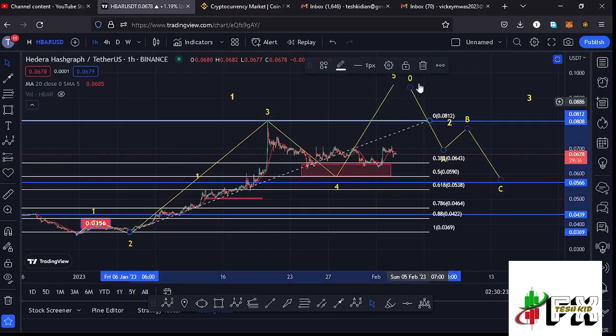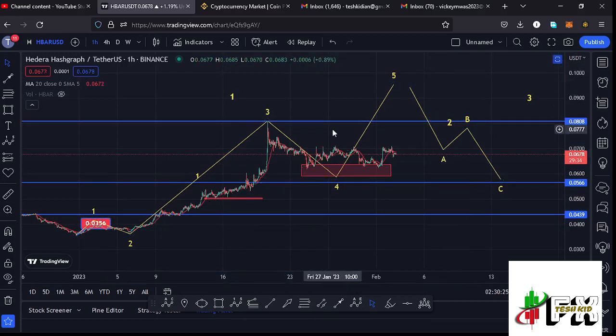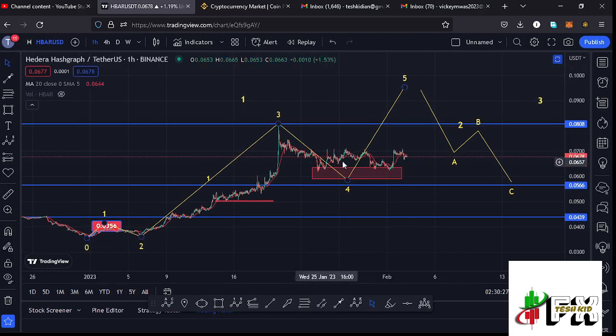And that is the minimum that I'm expecting that fourth wave to the lower side to do, and it is within this red target area that I'm expecting to see the low for this fourth wave.